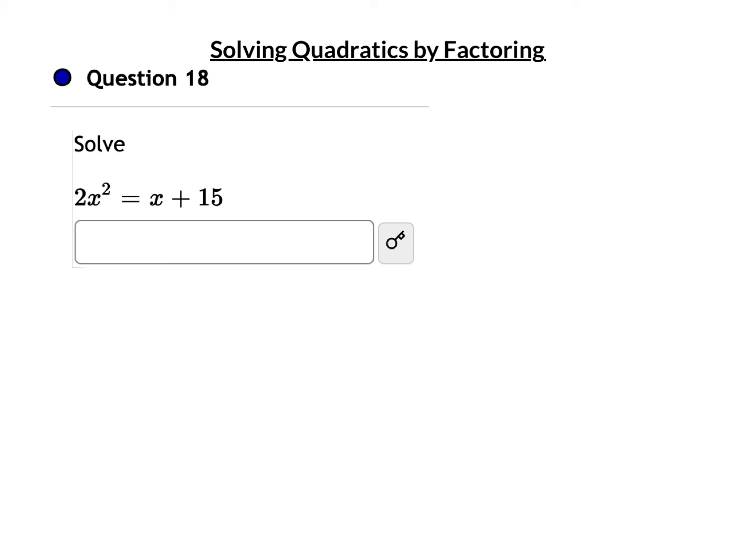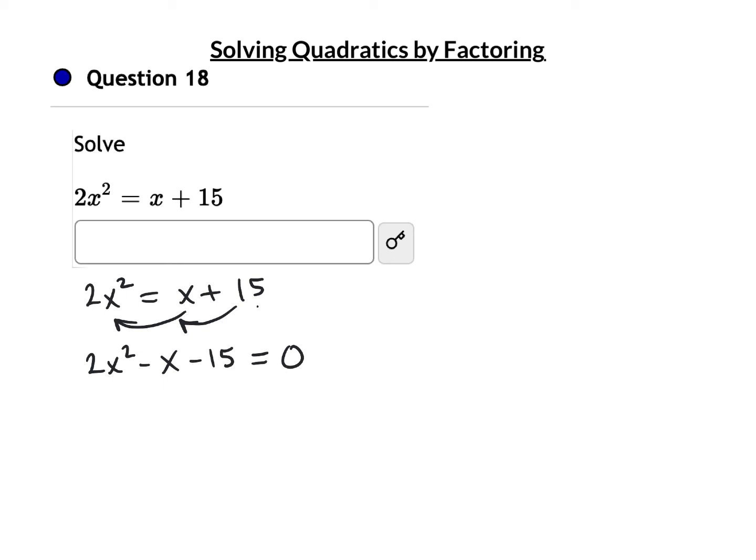This example is just like the last one. We need to get it equal to 0. Let's move the x over. We're going to subtract it from both sides. It'll be 2x squared minus x. And we need to move the 15 over. We'll subtract it from both sides. I'll have a minus 15 on the other side, and this will be equal to 0.